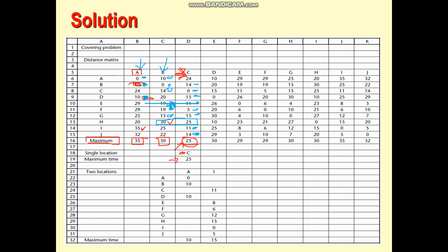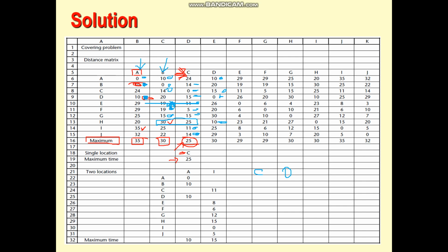How about D? We can satisfy the customer in A, in C, in D, in H. So if we see from C to D, we can satisfy the customer in A, B, C, D, E, F, G, H, I, J. So if we put our locations in C and D, we can satisfy the customer within 15 minutes, right? So on and so forth.